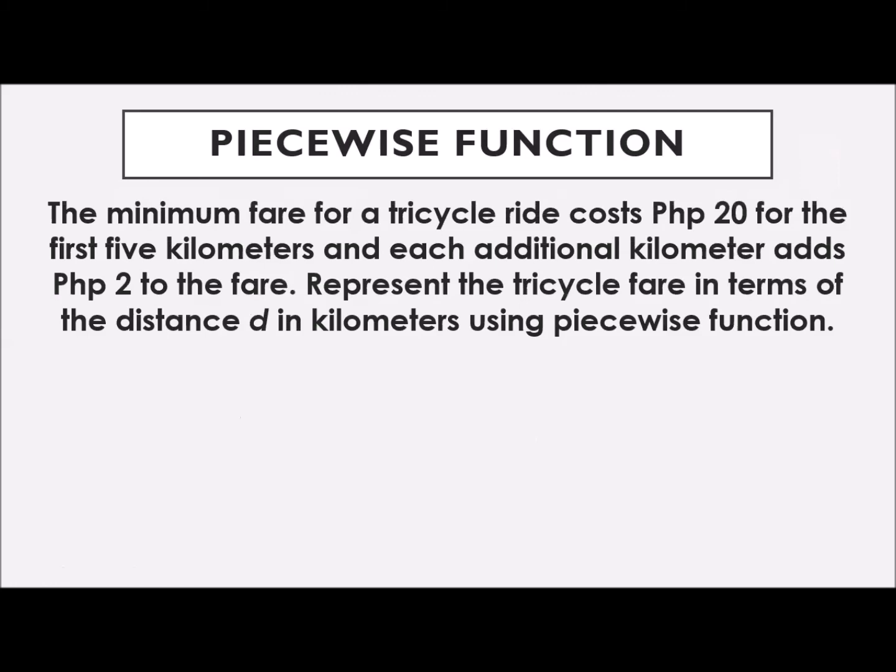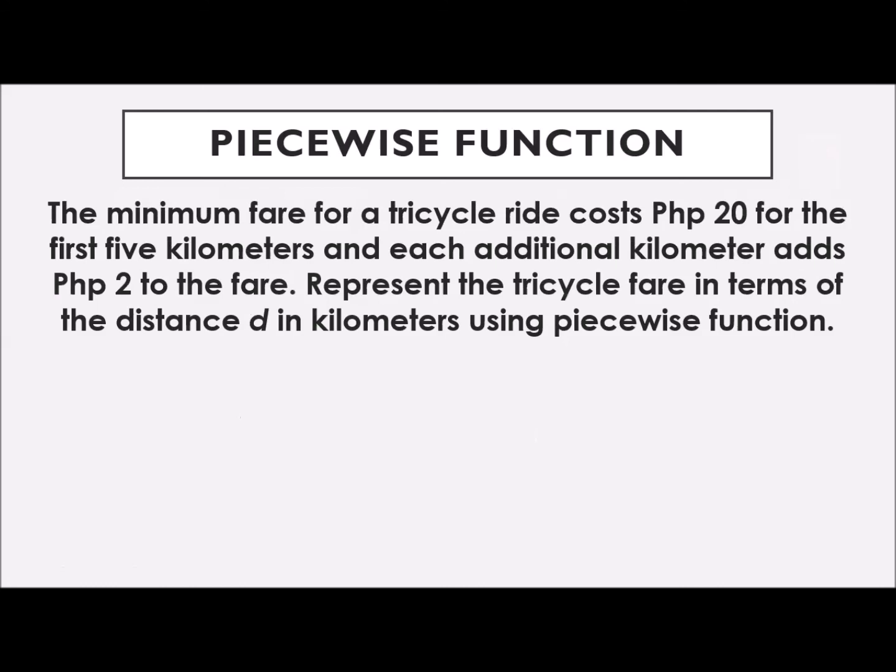The minimum fare for a tricycle ride costs 20 pesos for the first 5 kilometers, and each additional kilometer adds 2 pesos to the fare. Represent the tricycle fare in terms of the distance t in kilometers using the piecewise function.